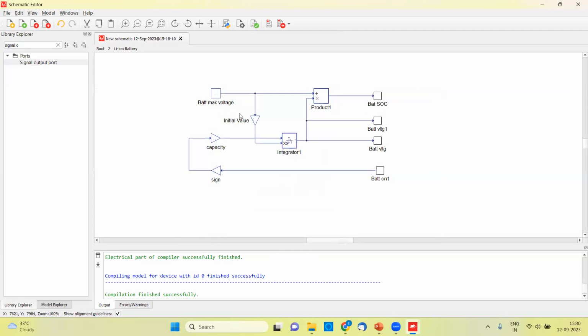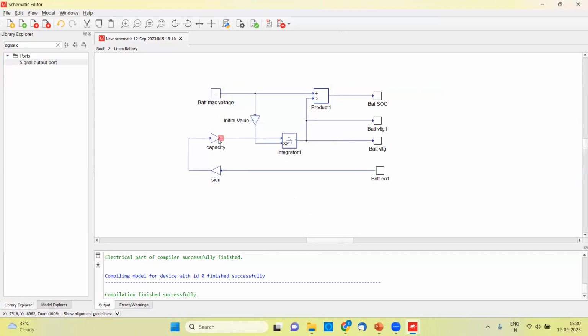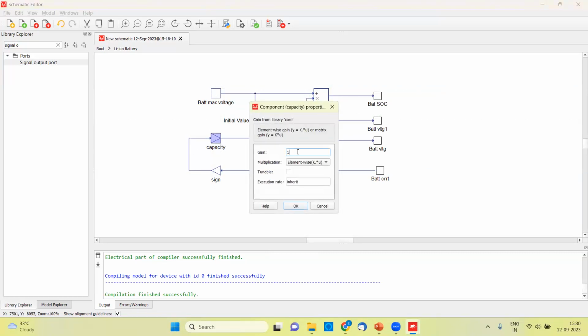Now, after this, I'm going to provide the initial value. So this gain block value is basically 0.90. Rest of the settings I'm not going to change. Then we are having this capacity block. Capacity is 1 upon 1.4118 E4. Basically, E4 is indicating e to the power 4.